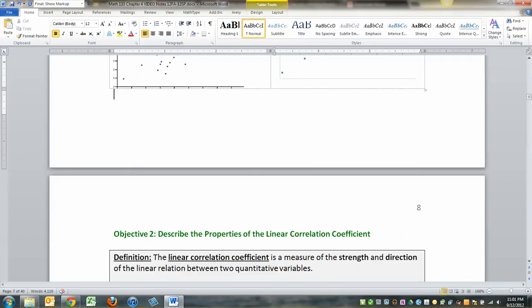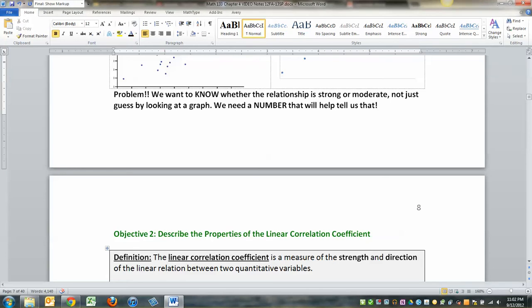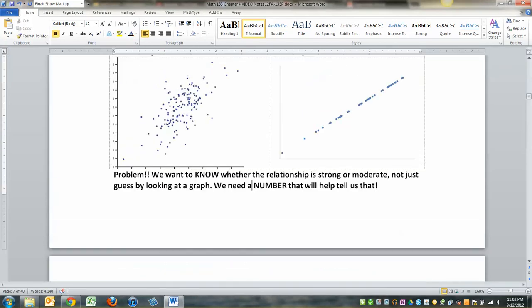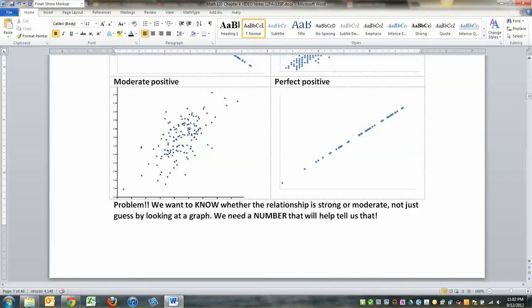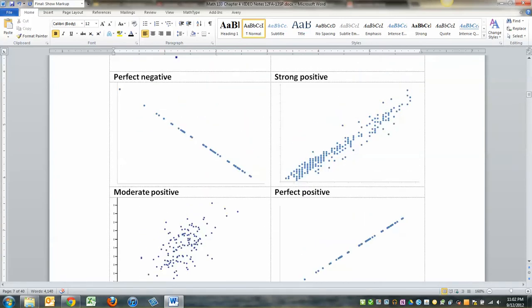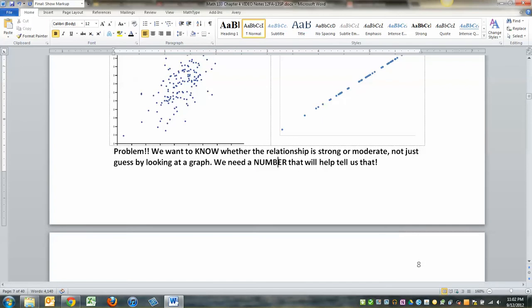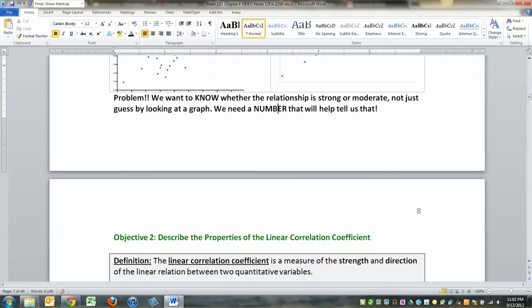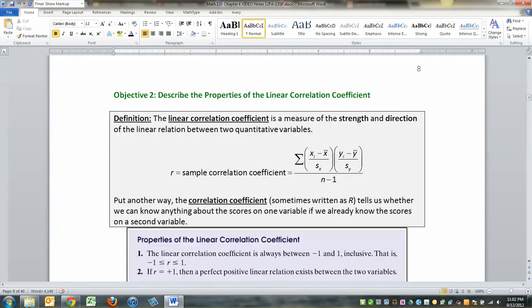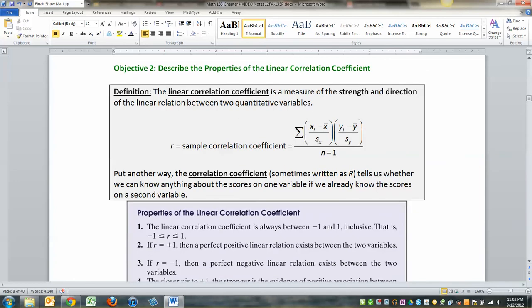I want an answer. So the problem we have, oops, hold on, let me pause this for a second. There we go. We want to know whether that relationship is strong or moderate, not just guess at it by looking at the graph. I want a number. I'm a math person. I want a number that will tell me whether it was strong or moderate. And that's what we're going to get next time. I'm going to teach you about Pearson's product moment correlation coefficient, i.e. the linear correlation coefficient. That's what we're going to talk about next time.